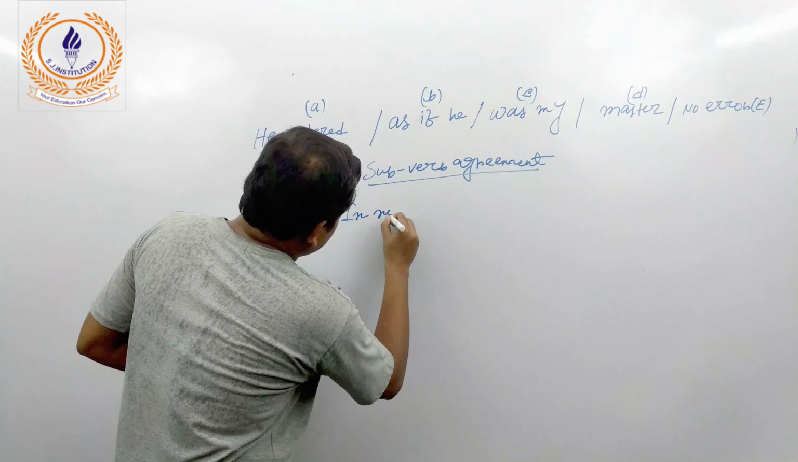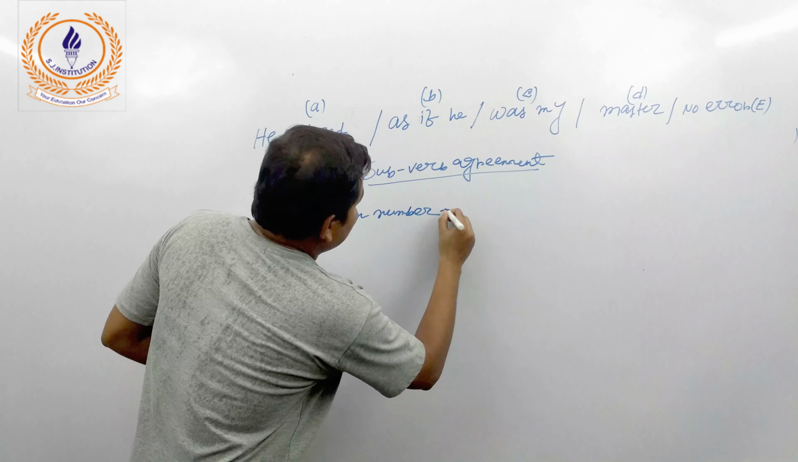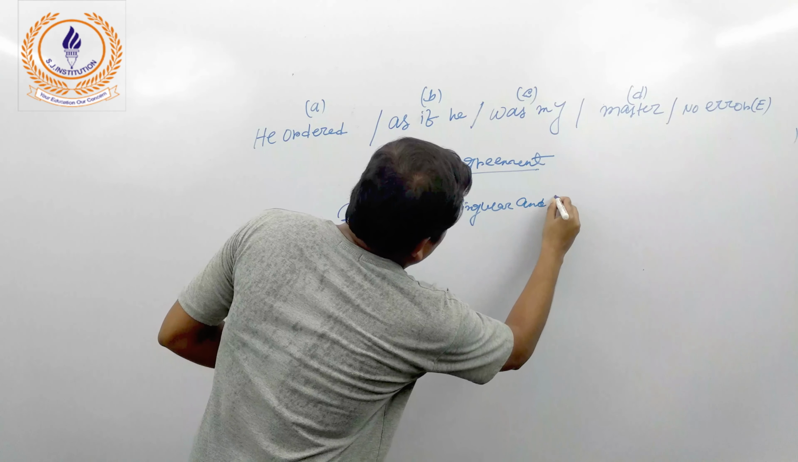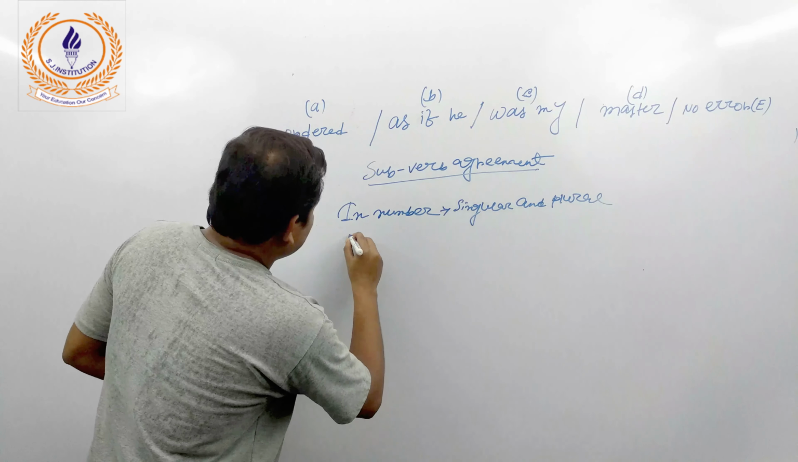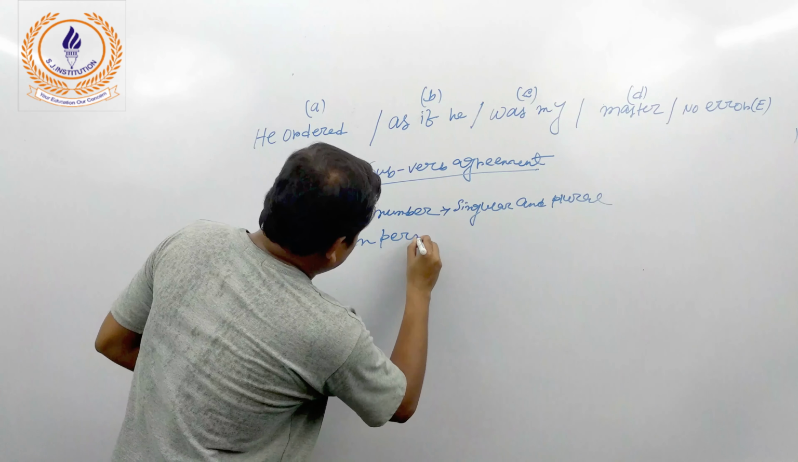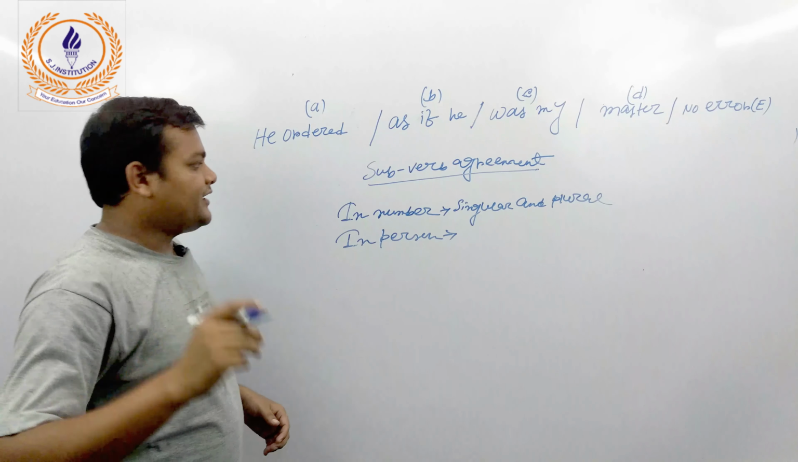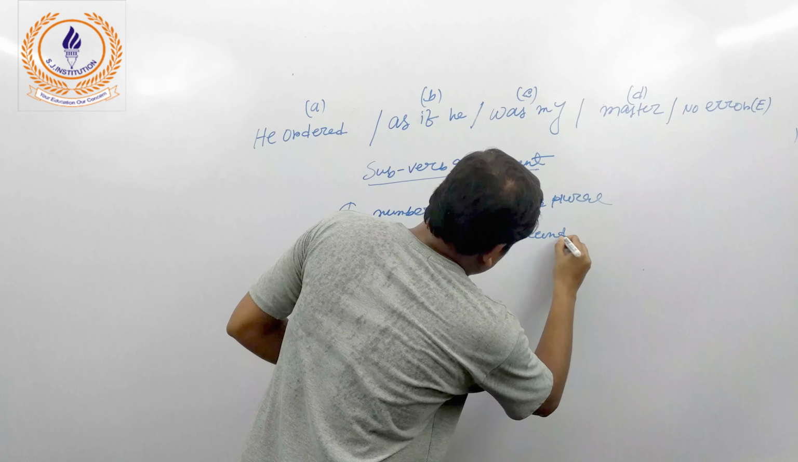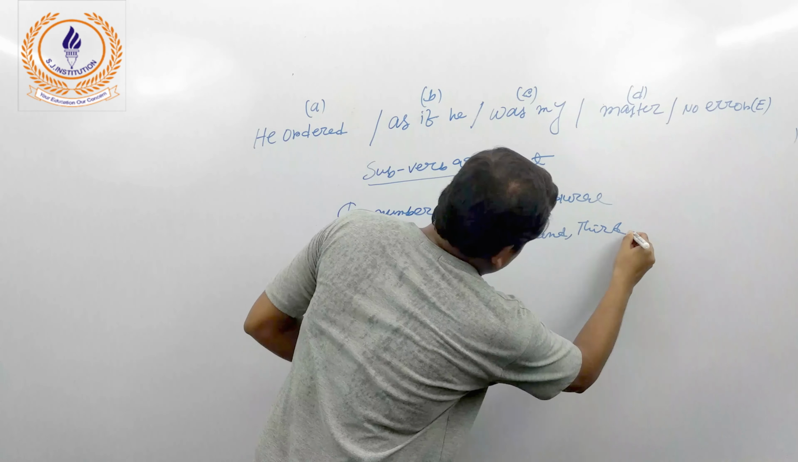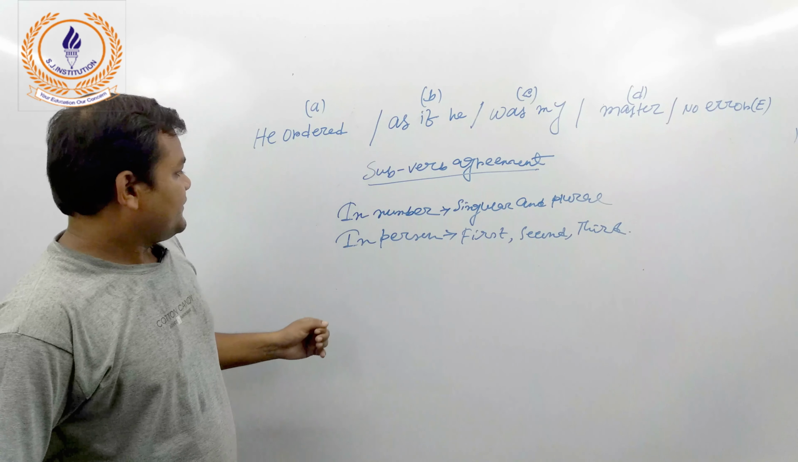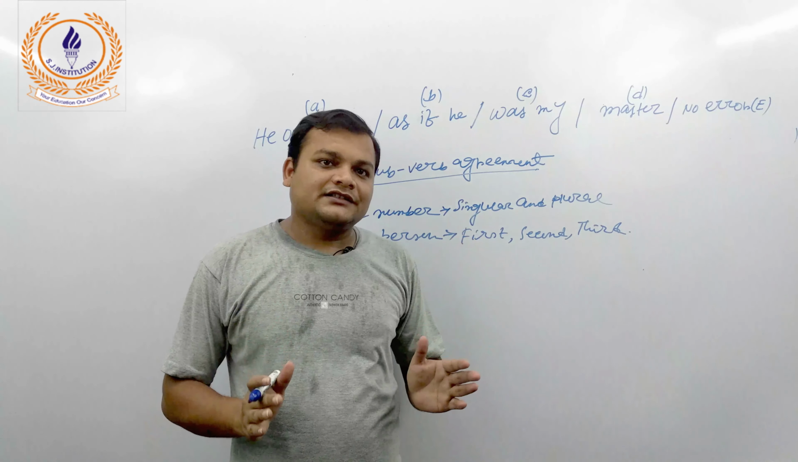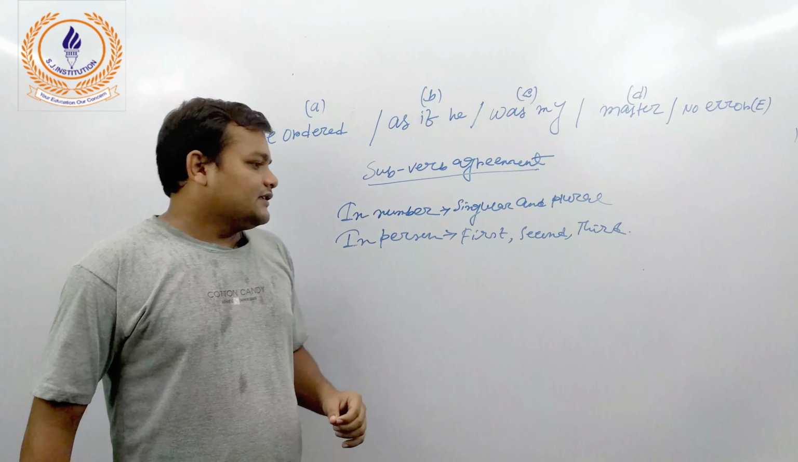In number, can be singular and plural. In person, can be first, second and third. The verb changes according to the person and number of the subject. Now let's see some rules related to it.